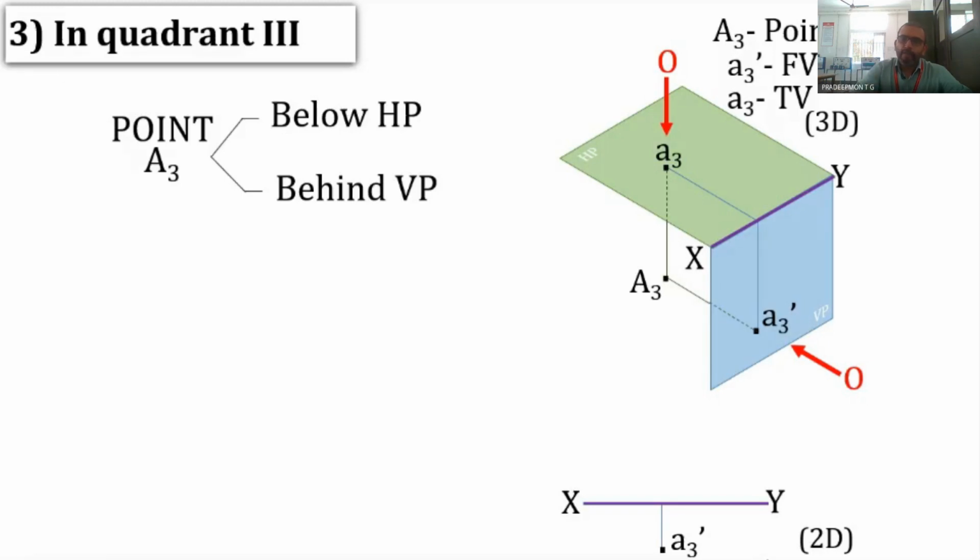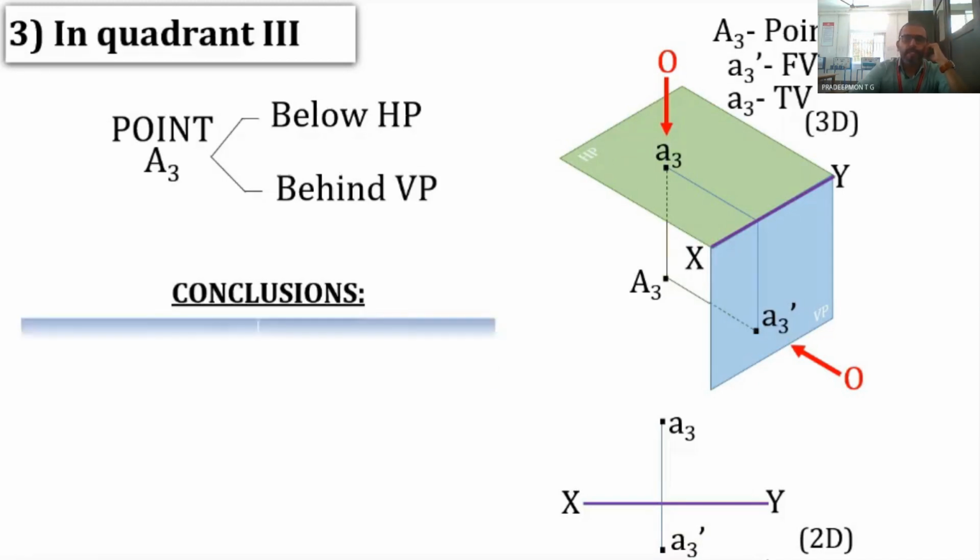And now we assume a line starting from small a3, the top view of A3, and perpendicular to the XY line. We draw the same line in the 2-dimension also. There, the distance of a3 from the XY line is equal to the distance of capital A3, the original point, from VP. So that is the condition.